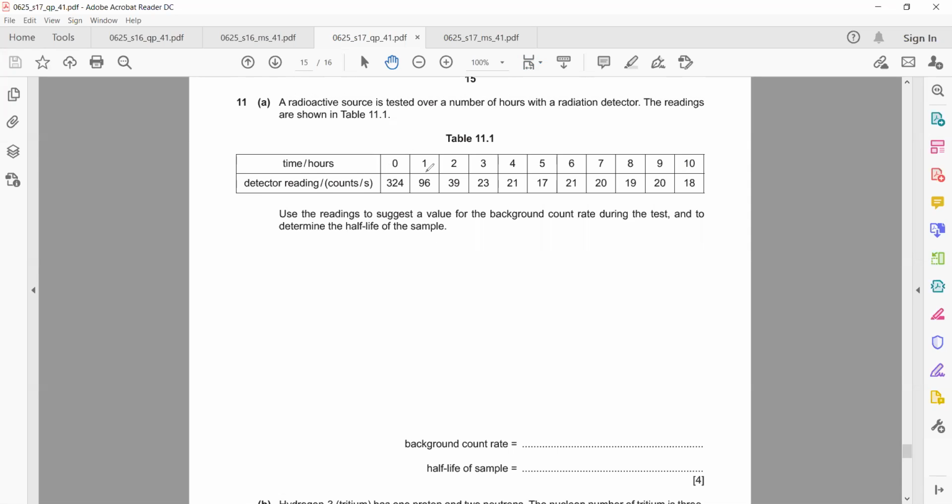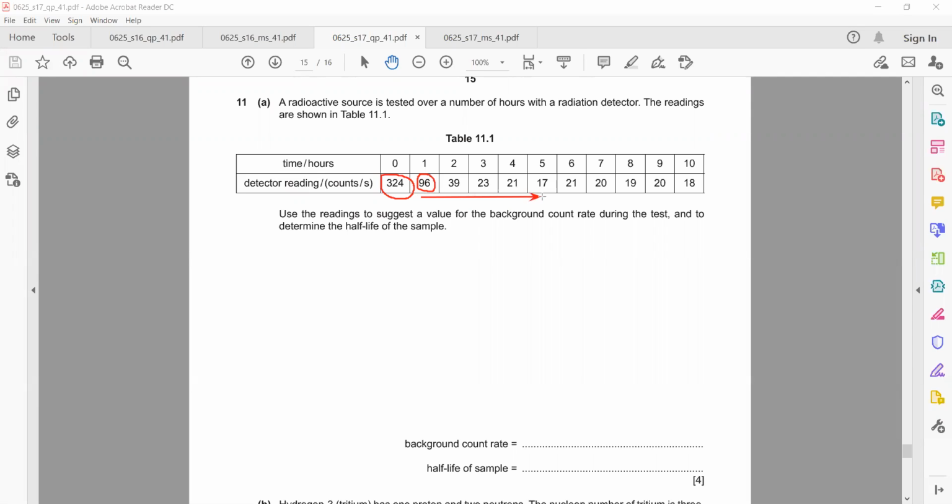The readings are shown. The time is there in the detector reading. Use the reading to suggest the value of the background counts during the test and to determine the half-life. First, from this reading, how can I determine the background? Look, first, what is happening? This is because of source and background, both. But the readings are continuously decreasing till this point.